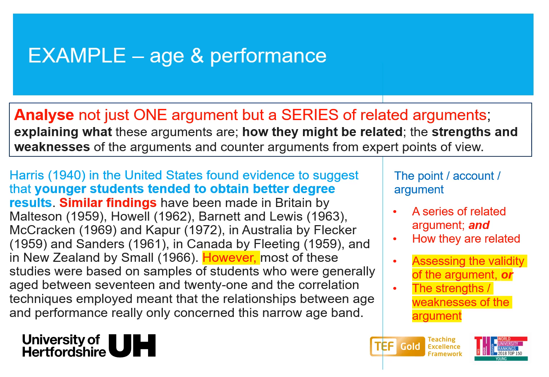So this is really the example I've provided to you in a Word document with comments. For example, a particular point says younger students do better, and that similar findings have been made by many other scholars. Yes, so it's a series of related arguments which support the point. But then the comment and the evaluation comes in using the indicator, however. However, most of these studies were based on a sample of students generally aged between 17 and 21, for example.